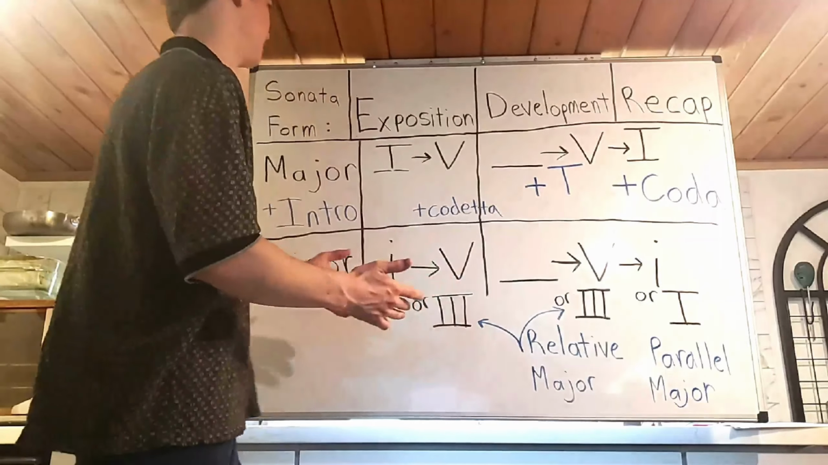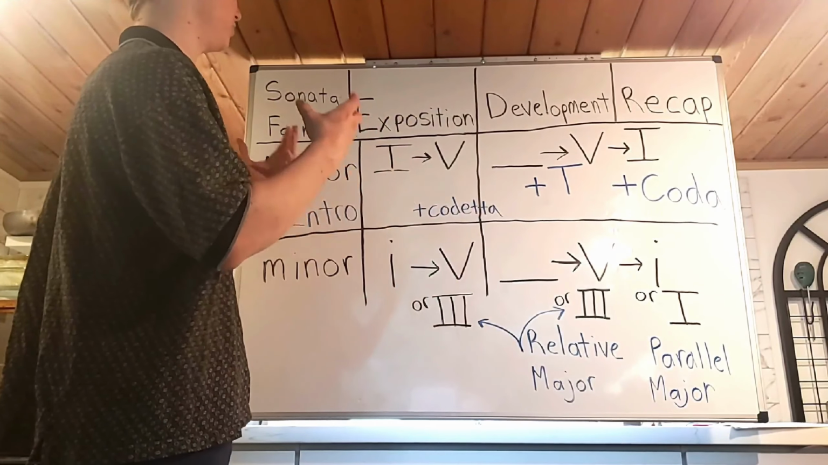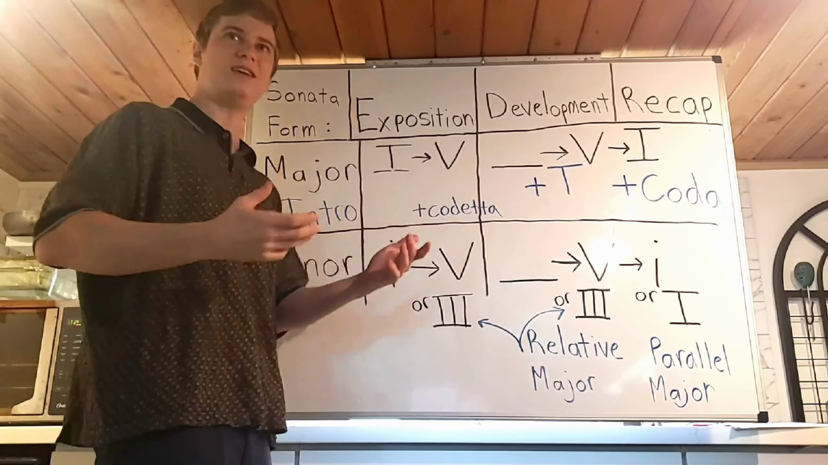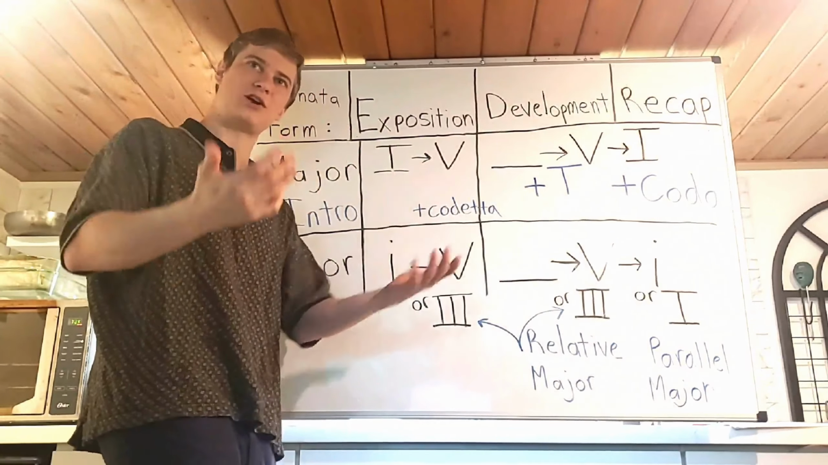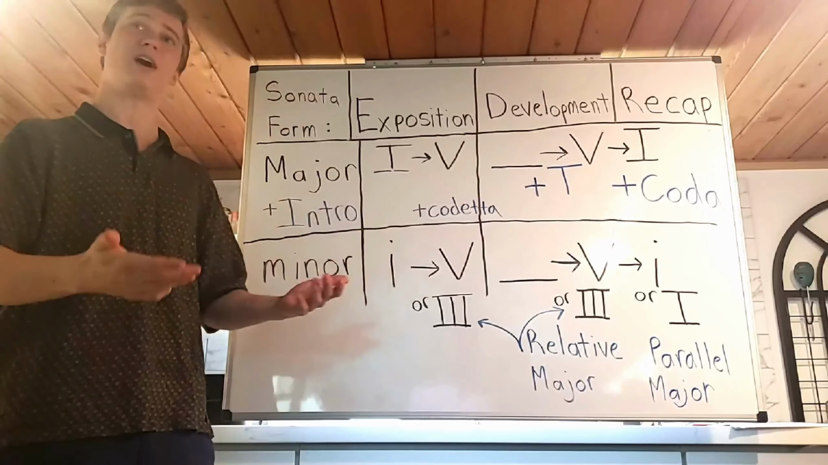So with this, we can see that this is a further development on figuring out how to deal with basically the binary form, evolving it into the rounded binary form. We have the ternary form, and we have the sonata form. You can see how they built off each other.